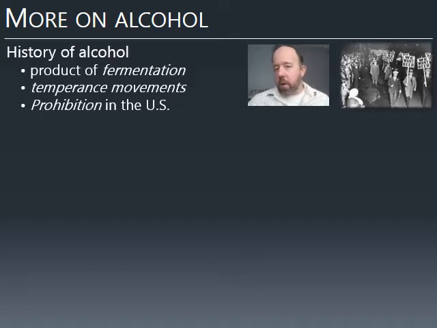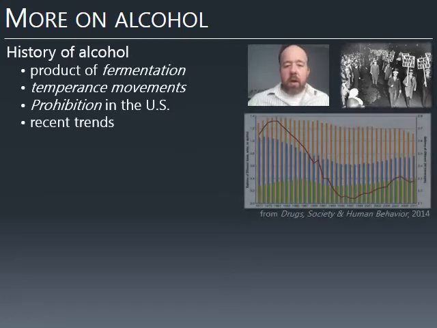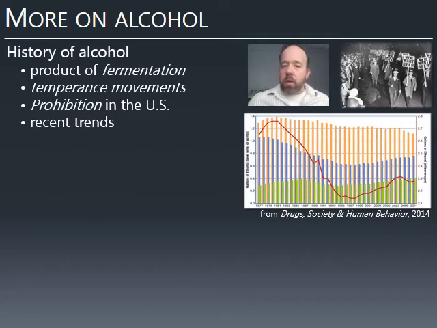And then, of course, we know now that alcohol is legal to produce and sell as long as you're over 21. So there are still age limits on it. And more recently, if we look at alcohol consumption over the last couple of decades, so well after Prohibition, we actually see that alcohol consumption in the U.S. at least is fairly moderate right now.